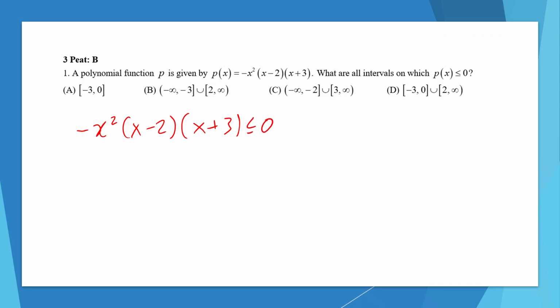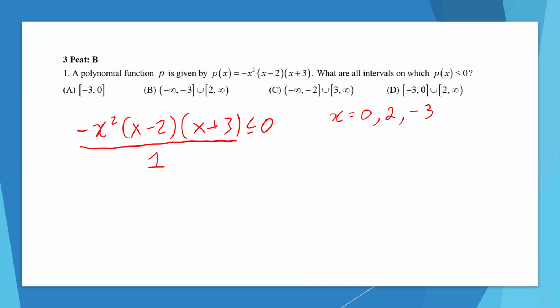While this may look new, it really isn't, because this is a rational inequality just where the denominator is 1. So what we want to do here is find the critical values first. We want to see wherever the numerator or denominator is equal to 0. From the numerator, we should have 0, 2, and negative 3. From the denominator, it's just 1, so we don't have any there this time.